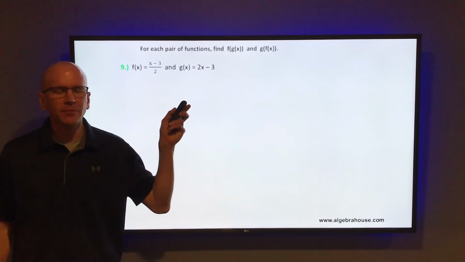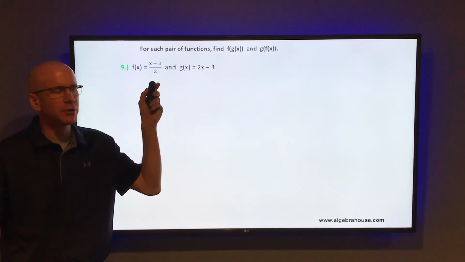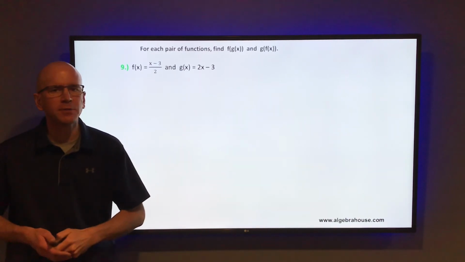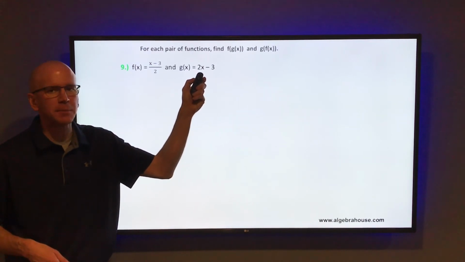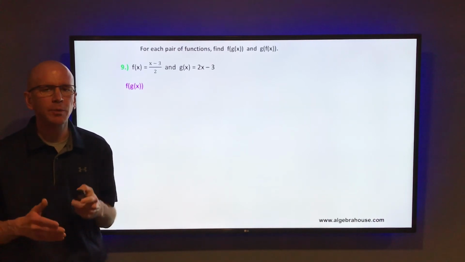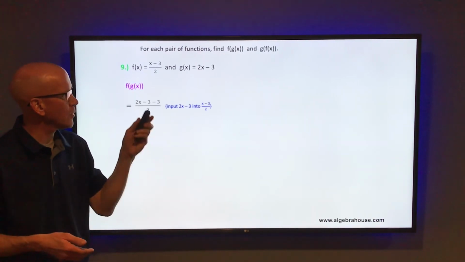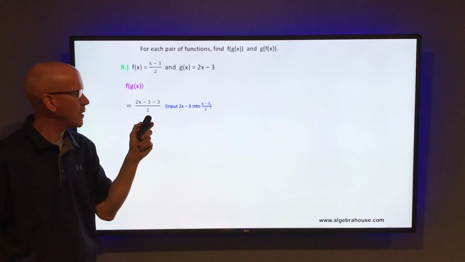Again, find f of g of x and g of f of x. This time f of x is x minus 3 over 2, and g of x is 2x minus 3. So to find f of g of x, take what g of x is, that's 2x minus 3, and substitute that in for x into f of x. So replace the x in f of x with that 2x minus 3. So it'd be 2x minus 3 minus 3 in the numerator, all over 2.